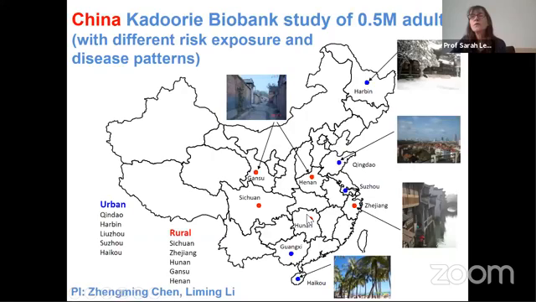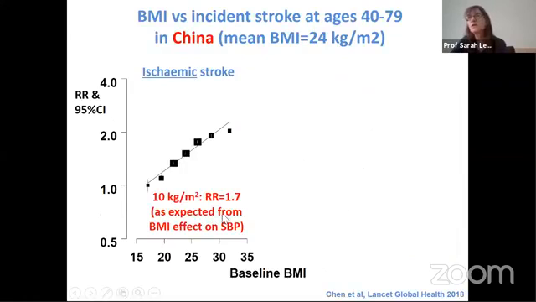So we have more tropical areas and the very industrial east of China, and the rural areas. So you see urban, 5 rural areas, really quite a population sample within China. I was going to show some results from a PhD student, Andrew Iona, who looked at BMI and incident stroke in middle age in China, mean BMI of 24. For ischemic stroke, again, there was a strong association between BMI and systolic blood pressure in this study, as you would expect from studies in high-income countries.